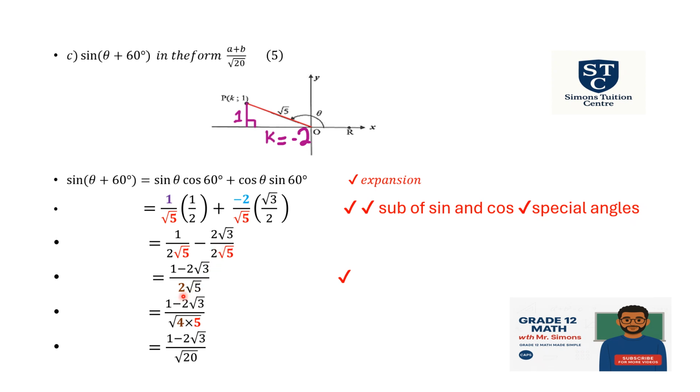Right, if I take the 2 inside the square root, then remember square root of 4 is 2. So if I take it back, it becomes 2 times 2, so that becomes 4 times 5, and that becomes square root 20. So a is 1 there, b is negative 2 square root 3. At the bottom I have the square root 20. So 1 mark there for correct simplification. Right, so I hope you follow. That's a basic, 9 to 10 mark exam question.